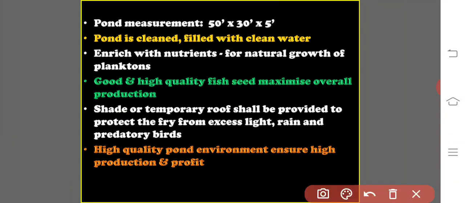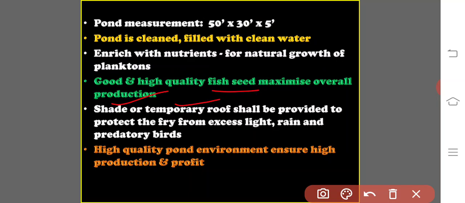The main measurement of the nursery pond should be 50 feet length, 30 feet width and 5 feet height. And the pond is cleaned well and filled with clean water. And nutrients are added for the natural growth of planktons, on which the fish feed. And if you select high quality fish seed, that maximizes the overall production and the yield of the fish.